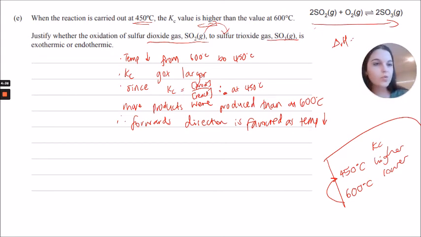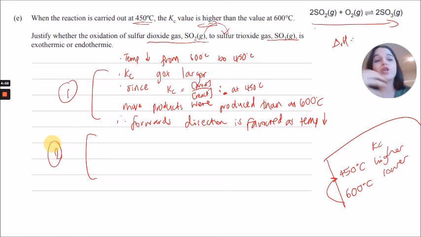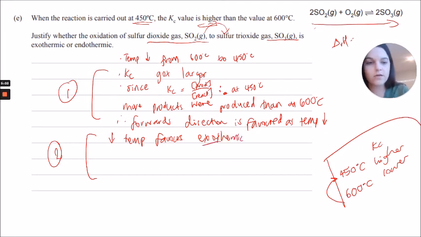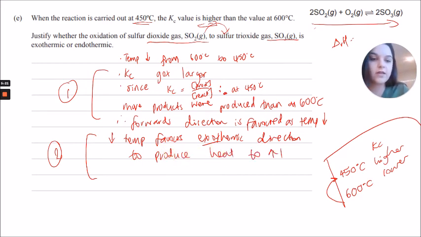Okay. What other information do I know? So this is what I've got about Kc. That's the first part. There's 2 parts to these temperature ones. The second general information that I already know is that a decrease in temperature favours the exothermic direction. That is a general statement. That is not just for this reaction, it is for any reaction. If you drop the temperature, the reaction will favour the exothermic direction to produce heat to increase the temperature again.